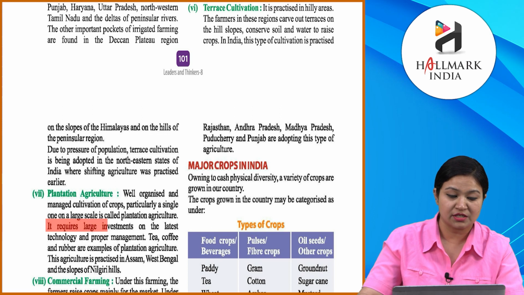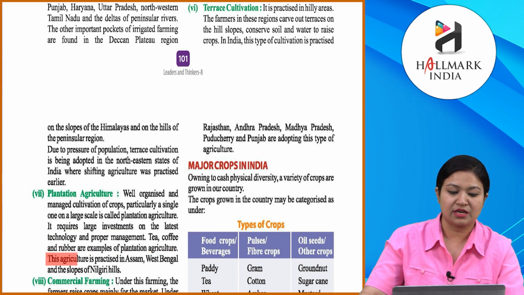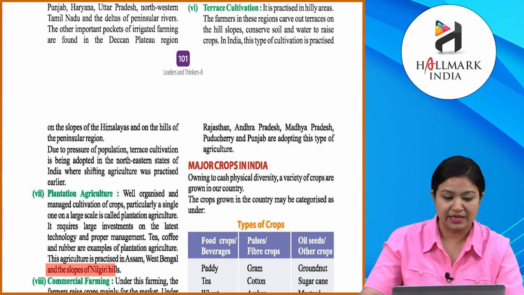It requires large investment on the latest technology and proper management. Tea, coffee and rubber are example of plantation agriculture. This agriculture is practiced in Assam, West Bengal and the slope of Nilgiri hills.